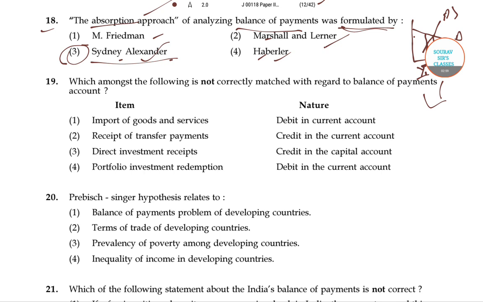Now we'll go to the next question, which is question number 19. In question number 19, it is given: which amongst the following is not correctly matched with regard to balance of payments account? So we have four options in our hand. The first one goes like this: imports of goods and services, receipts of transfer payments, direct investment receipts, portfolio investment redemption, and debit in current account, credit in current account, credit in capital account, and debit in current account. So we have items and their nature.